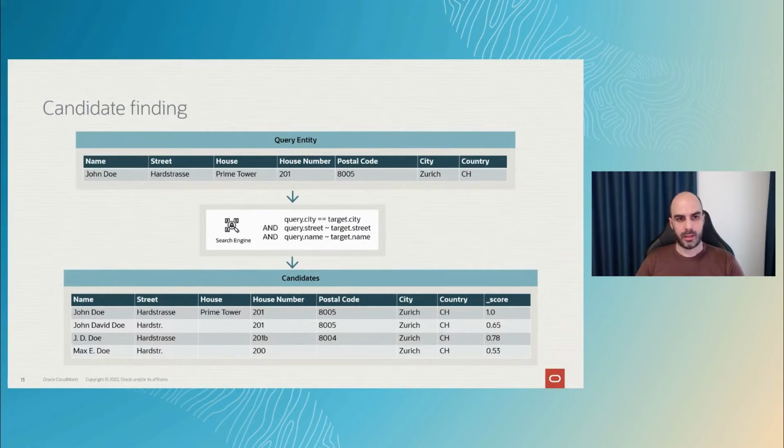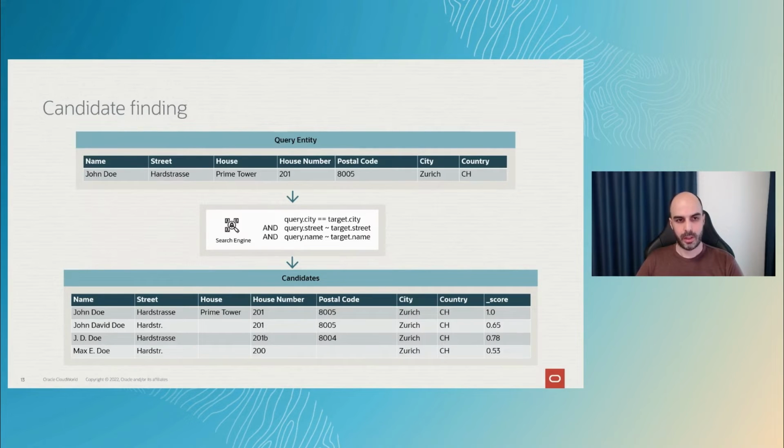So candidate finding is meant to, as I said previously, reduce the complexity of the whole operation and reduce the search space and the different type of combinations we have. In this step, we're trying to use a combination of exact match queries and string fuzzy matching queries that give us a subset of candidates that we can then run the machine learning based matching process on.